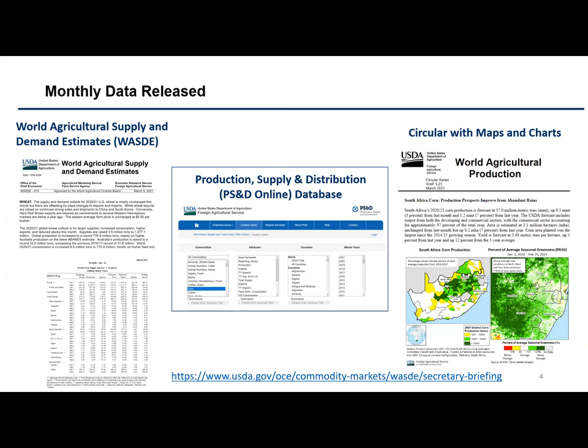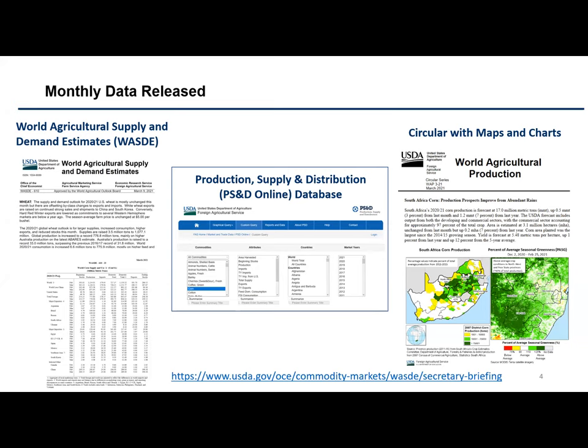So while the report highlights the most relevant information that someone might want to see if they're routinely monitoring this information, we're actually looking at all countries, all major crop producing countries and importer and exporter countries. And all of the data gets refreshed every month in our production, supply, and distribution database. So the database gets released, the WASDE gets released, and a variety of other reports get updated at the same time. So you can see an example of our report, World Agricultural Production, on the far right.